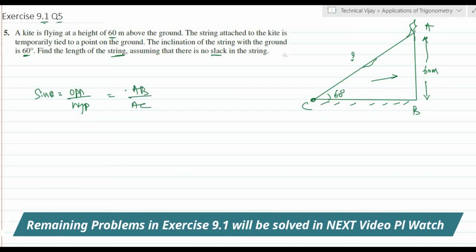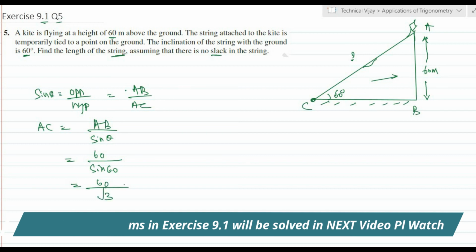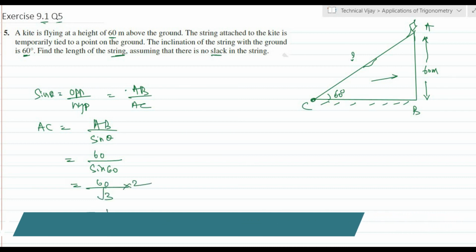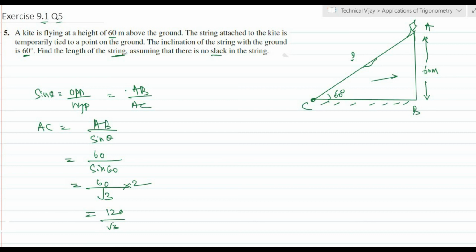So we substitute the values: AC is equal to AB divided by sin of theta. AB is 60 meters, and sin 60 is root 3 divided by 2. So 60 divided by root 3 by 2 gives 120 divided by root 3. So this is the answer, in meters. The string length will be 120 divided by root 3 meters.